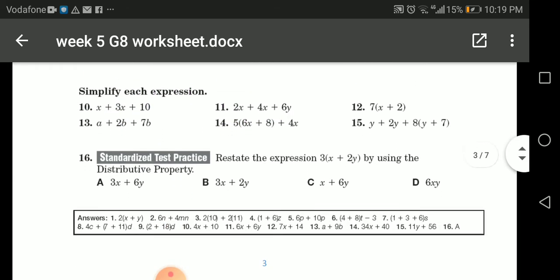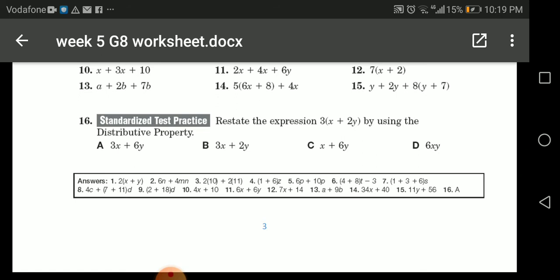Okay, I'm using the distributive property, guys. Okay, guys, easy.